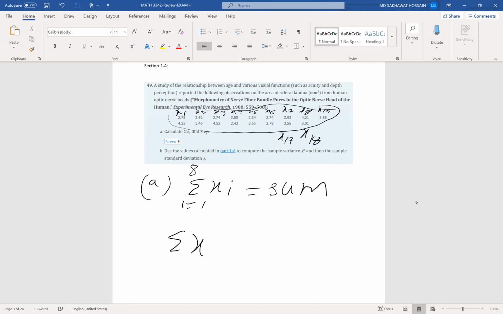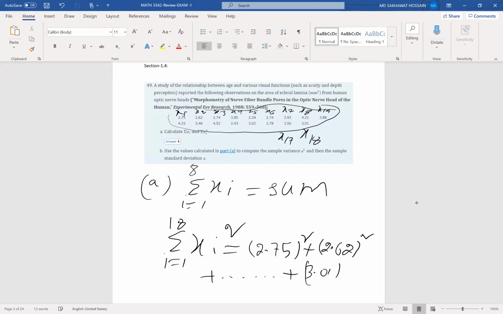And sigma of xi square, i equals 1 to 18. That means first you take the square of each number. You take the square of the first one, which is x1, so you consider x1 square. That means 2.75 square plus the second number, 2.62 square, plus dot dot dot, up to 3.01 square. So you take the square of each number and add them together. That is your sigma of xi square.